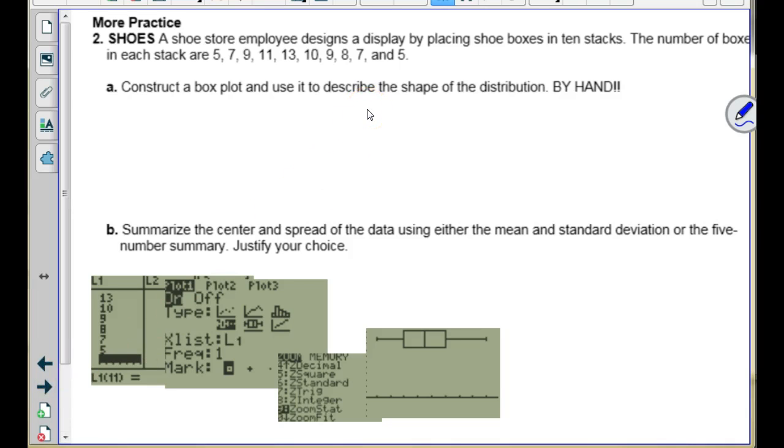Do we need to do one of them together, guys? Can you enter these real fast? This isn't too long. Want me to read them? Stat, enter, 5, 7, 9, 11, 13, 10, 9, 8, 7, and 5.